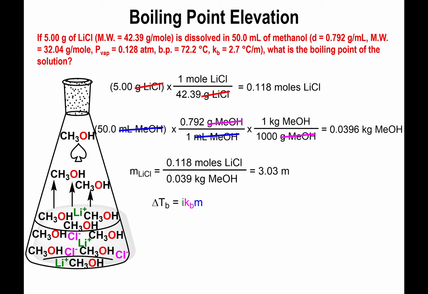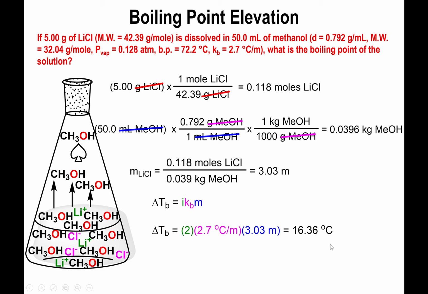And now finally we use the equation. The change in the boiling point will be given by i, which in the case of lithium chloride corresponds to 2 ions, one for lithium, one for chloride, so 2 ions. The Kb constant needs to be given, and that's shown right here, 2.7 degrees Celsius per molality, and the molality is 3.03. So molality cancels out, and you end up with only degrees Celsius, in this case 16.36 degrees Celsius.